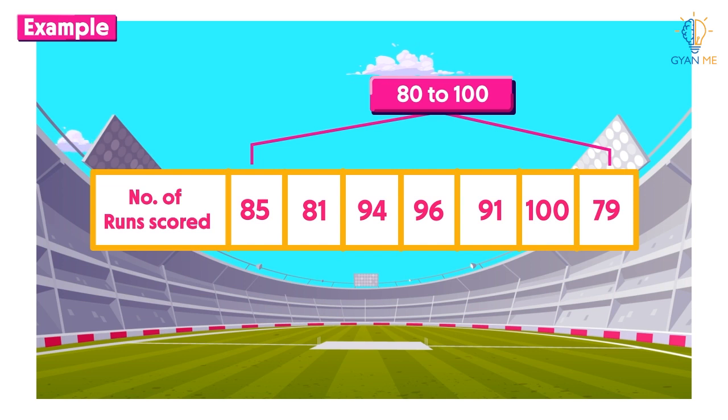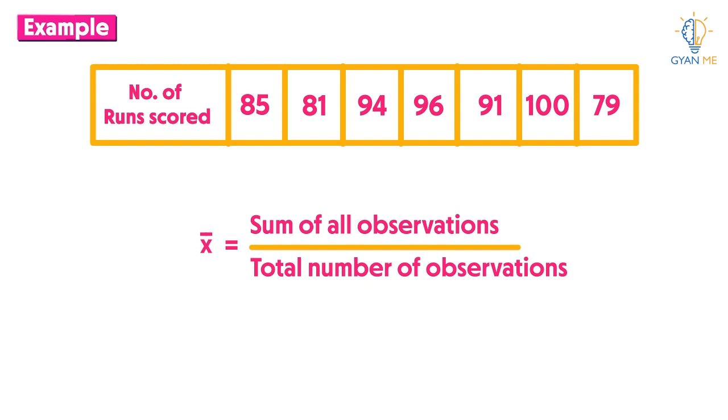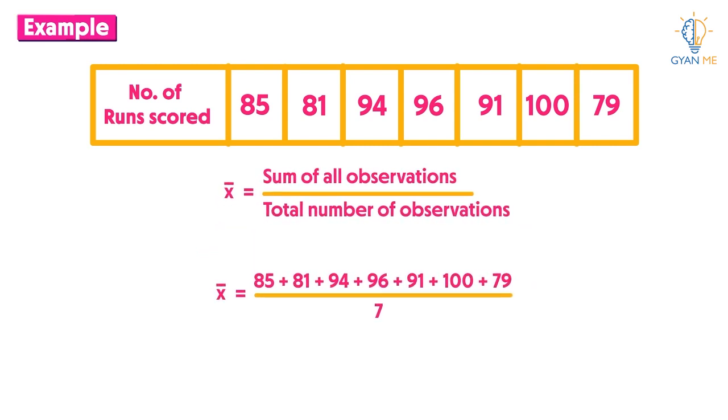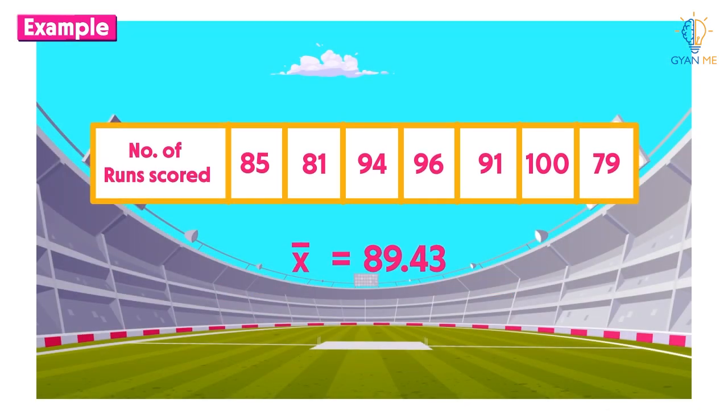And we can find the mean of this data as x bar is equal to the sum of all observations upon the total number of observations. So here, we add up all the observations and divide it by 7, since we have a total of 7 matches. You can see the mean obtained is 89.43. So we can say that the average runs scored by the cricketer for 7 matches is 89.43 runs.